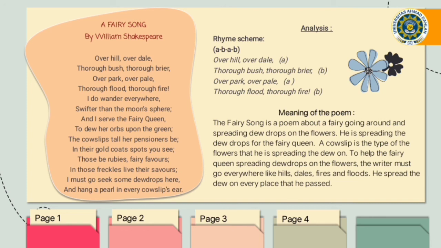Well, in our best understanding, the fairy song is a poem about fairy going around and sprinkling dewdrops on the flowers. He's sprinkling dewdrops for the fairy queen. A cowslip is the type of the flower that he's sprinkling the dew on. To help the fairy queen sprinkling dewdrops on the flowers, the writers must go everywhere like gales, fires, and floods. He spread the dew on every place that he passed.